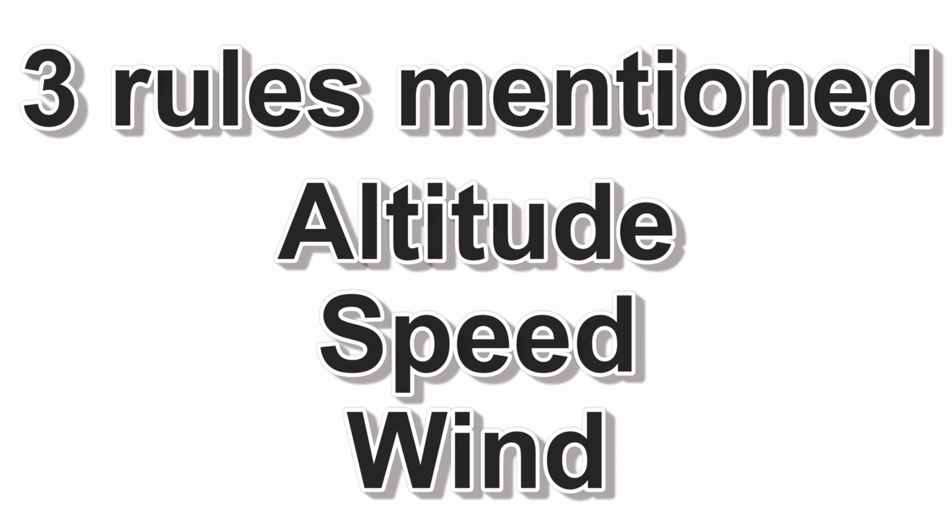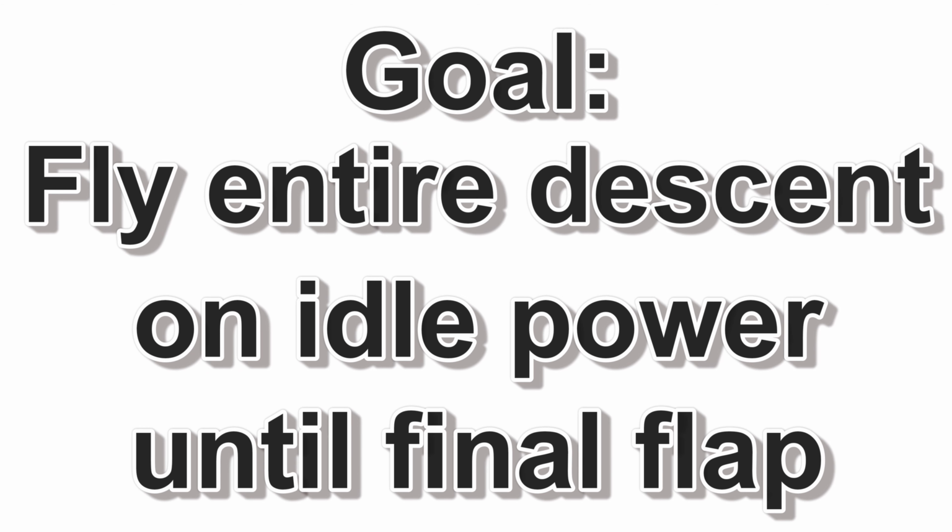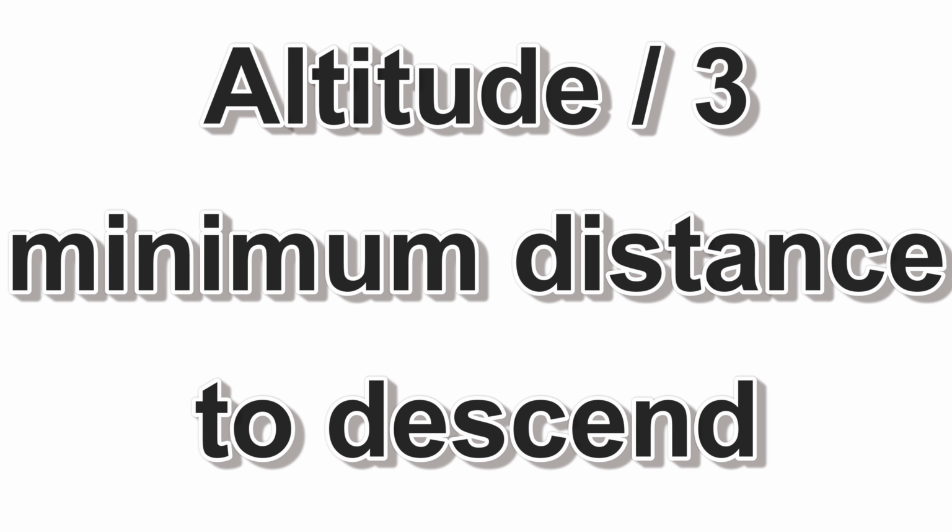Your goal should be to fly the entire descent with idle power and only apply thrust after the final flap setting. So, 3 main rules of descending you should remember are: altitude without the 2 zeros divided by 3 gives the minimum distance you need to descend.